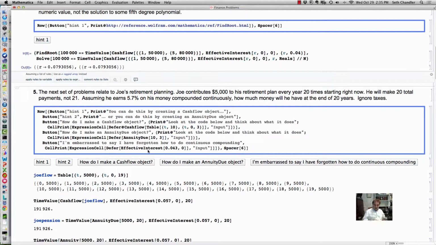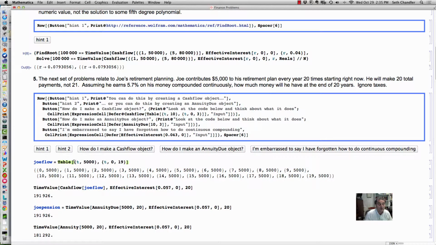All right, so this is a retirement planning problem, basically, and we're trying to figure out largely how much money he's going to need to retire and how he's going to get there. It's simplified a lot because we're ignoring tax issues and a variety of other issues, but in any event, what I can do is to make a cash flow for Joe. I could also make an annuity, but let's just create a cash flow using the table command.